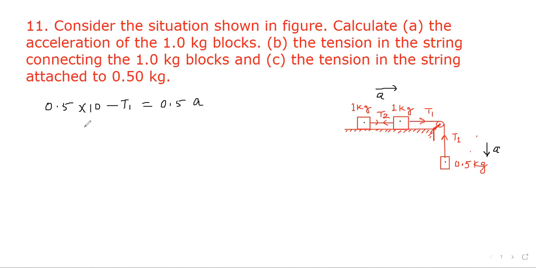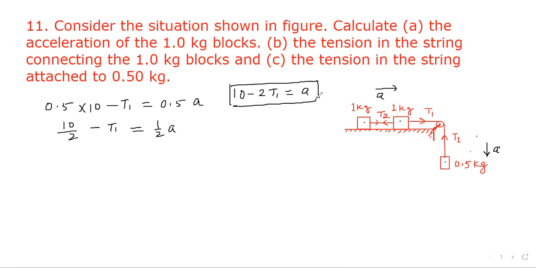So this can be further simplified. We can write it as 1 by 2, 10 upon 2, which will become 5, so that there may not be friction. So this will be 1 by 2 A. We multiply each term by 2 and we get 10 minus 2T1 equal to A. This is equation number 1.